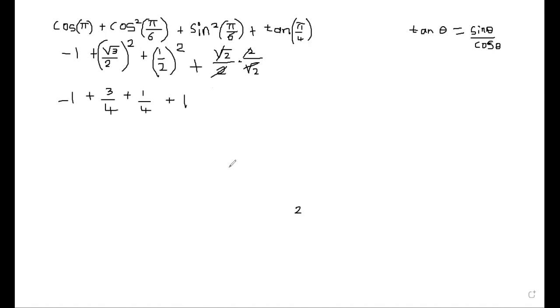So in here, this one will cancel this one. And then since they have the same denominator, we can just add them, and we end up with 1. So our answer is 1. Let's check from our options.